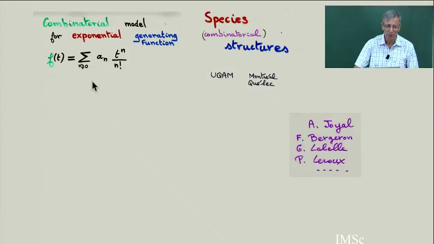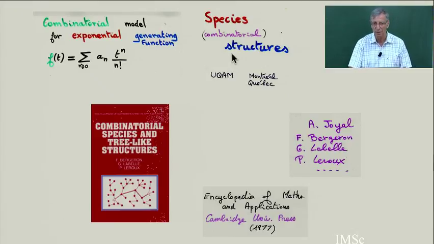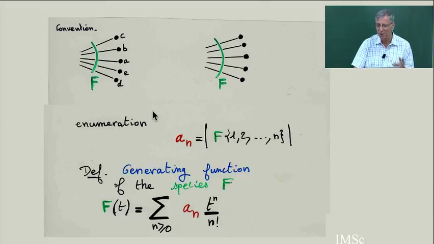In an exponential generating function, you are counting something, and instead of the ordinary generating function, you put n factorial below, and there is a nice framework to handle products, sums, etc. of generating functions. This is called species, and this is a beautiful book by my colleague in Montreal, in Quebec, on species.